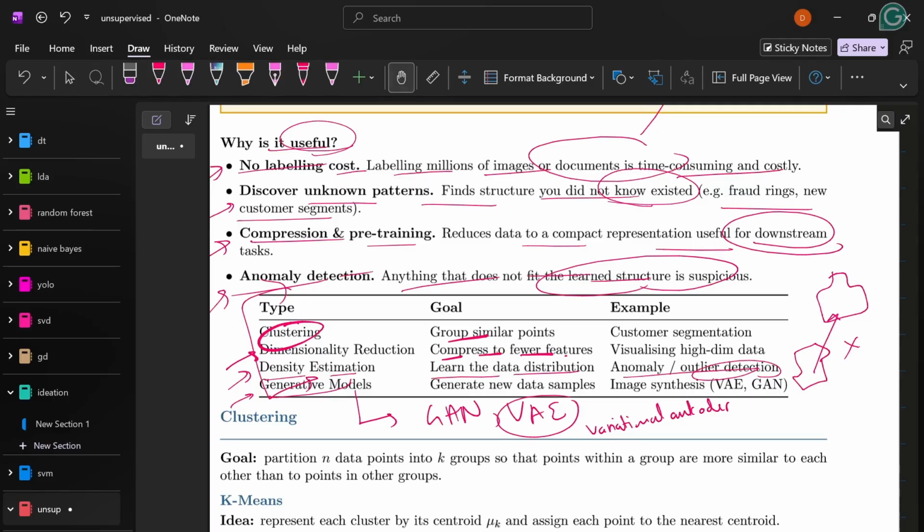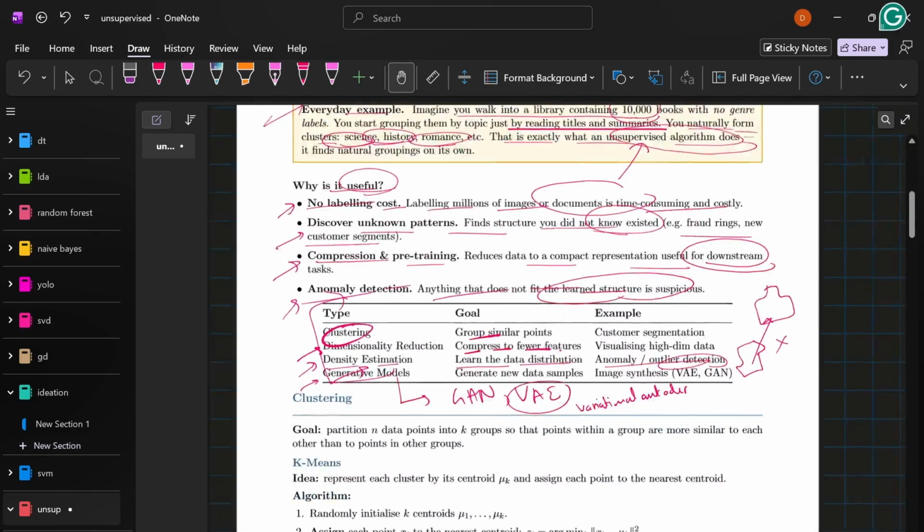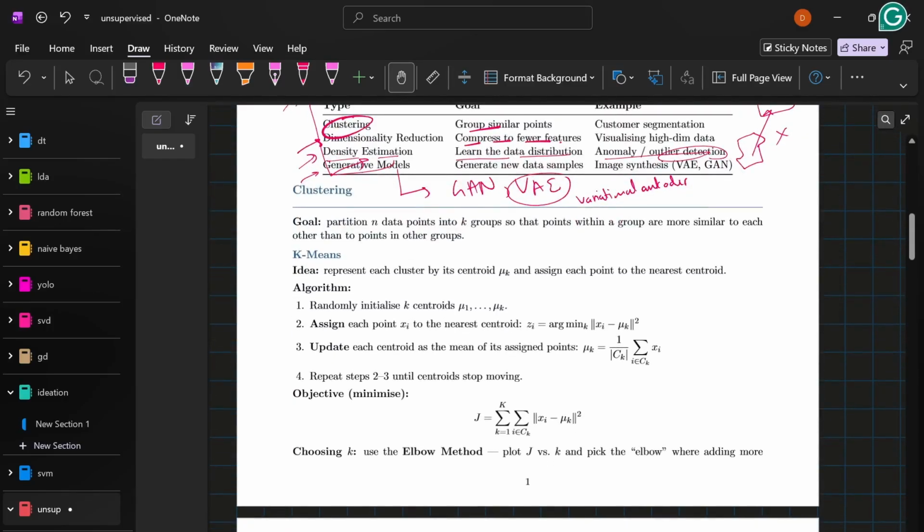Let's move forward towards the first one, that is clustering. The goal of clustering is simply, given n data points, split them into k groups such that points inside a group are more similar to each other than to the points in other groups. The most popular clustering algorithm is the k-means clustering algorithm. The idea is to represent each cluster by its centroid, the center point of the cluster, called mu k, and then assign each point to the nearest centroid.